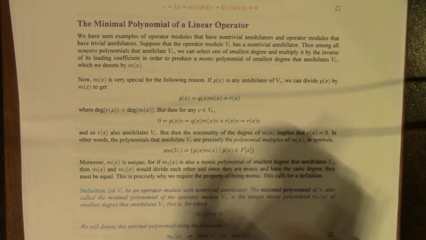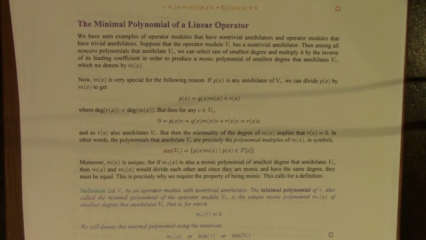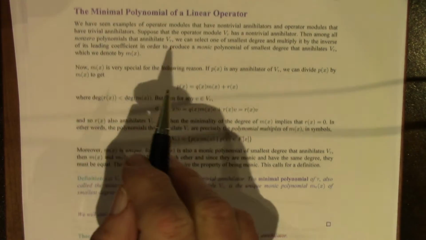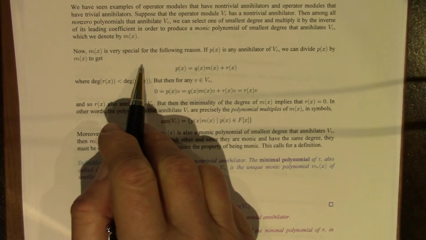Then among all the non-zero polynomials that annihilate V_tau, we can select one of smallest degree. And then we can, if necessary, multiply this polynomial by the inverse of its leading coefficient in order to produce a monic polynomial of smallest degree that annihilates V_tau. Temporarily I'll denote that by m(x). This polynomial is very special.